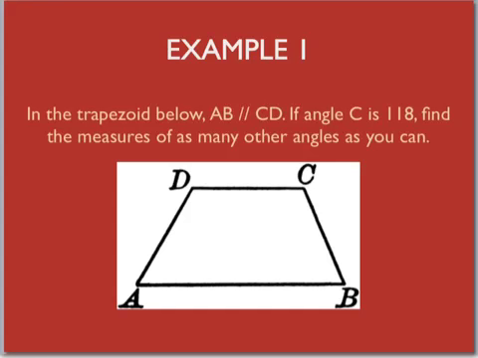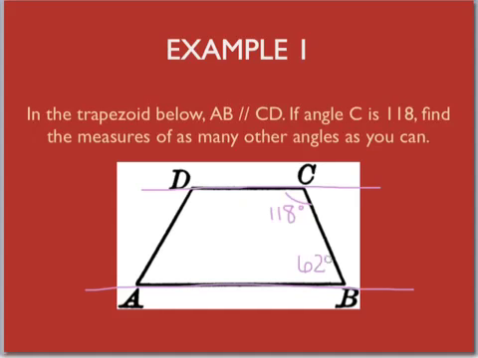Okay, it says AB is parallel to CD. Find as many other angle measurements as you can. So here are your parallel lines, this one and this one. And I know angle C is 118. Okay, so what else do I know? Well, I know these two are in between the parallel lines, so those two have to add up to 180. So I can do 180 minus 118, and let's see, that's going to be 62.